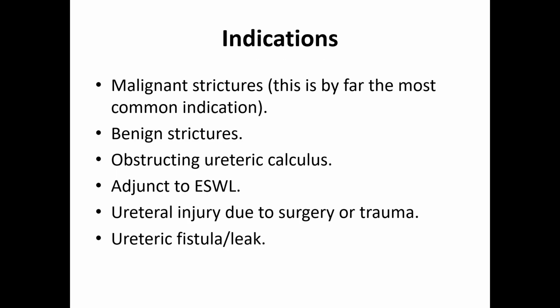Indications of this type of antegrade ureteric stenting are malignant strictures, benign strictures, obstructing ureteric calculus, adjunct to ESWL, ureteric injury due to surgery or trauma, and ureteric fistula. Now, if you have, for example, ureteric strictures, you go from above and put the guide wire, for example in a colonic malignancy invading the right ureter on the right side or the descending colon on the left side.